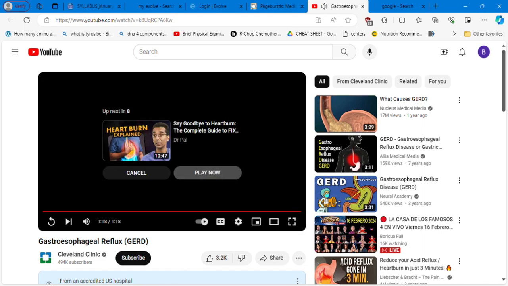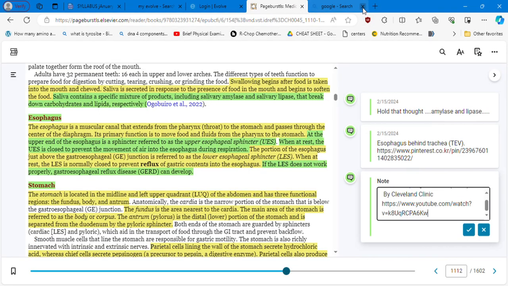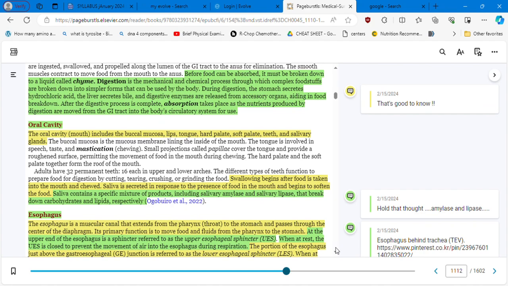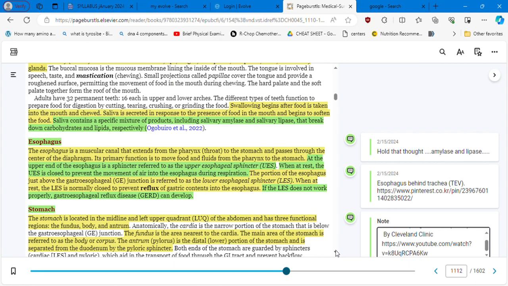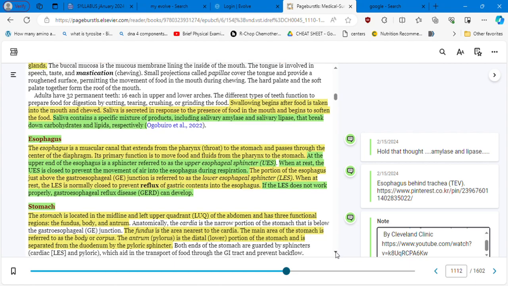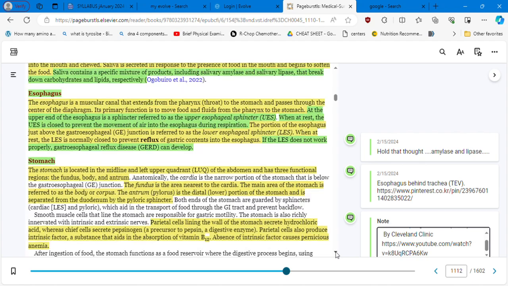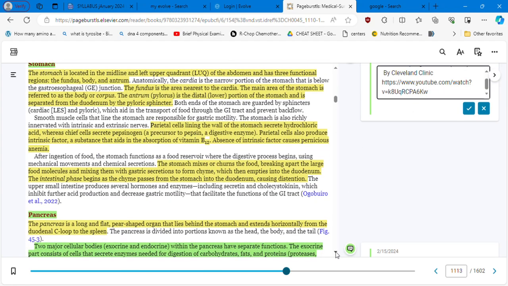Thank you so much. So we are clear on the location of the lower esophageal sphincter, and we talk about the oral cavity, we talk about the esophagus, and right now we are gonna start talking about the stomach. The stomach is located in the middle and left upper quadrant of the abdomen and has three functional regions: the fundus, body, and the antrum.